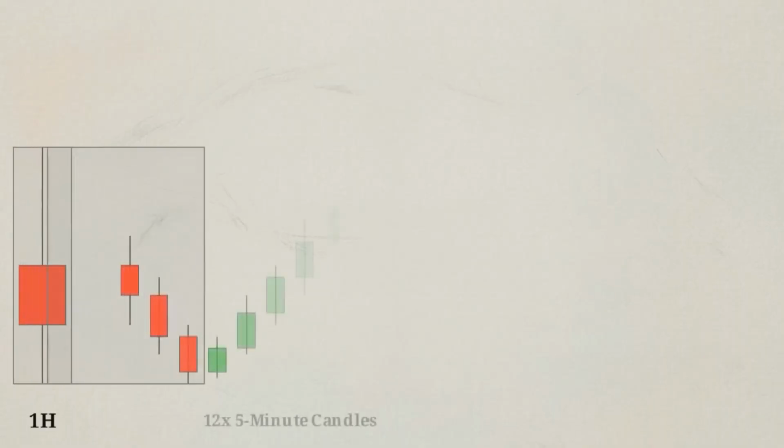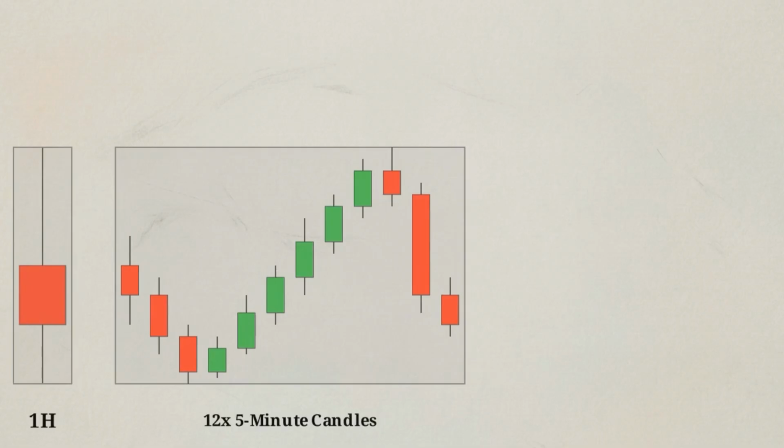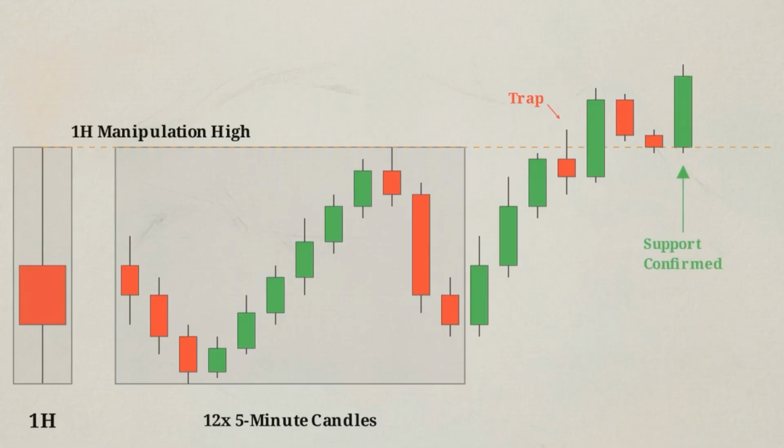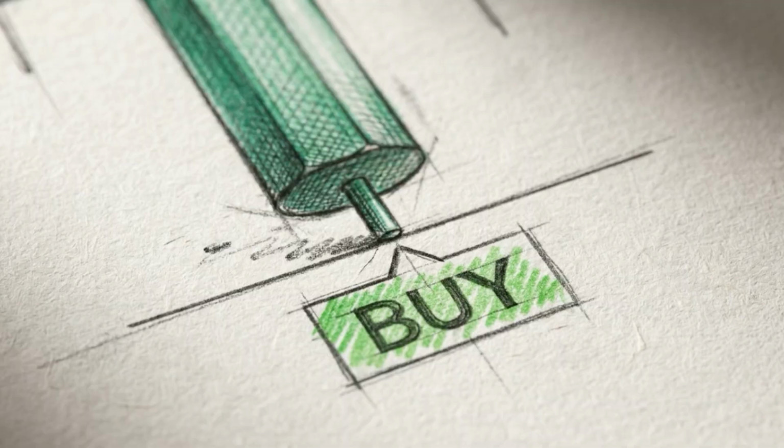That single 1-hour manipulation candle is actually composed of 12 5-minute candles, showing a clearer view of the volatility at the range boundary. Do not buy exactly as the price breaks above the manipulation candle's high to avoid secondary fluctuations. Wait for the price to break the line, pull back to touch it, and then show a bullish signal. This retest confirms support. Entering only on the retest ensures you are moving with the established momentum rather than guessing at the start of a breakout.